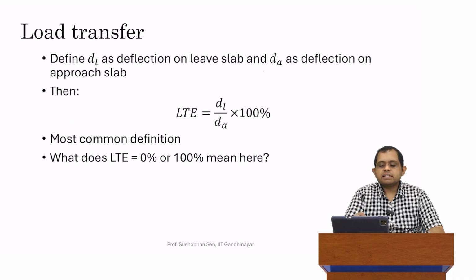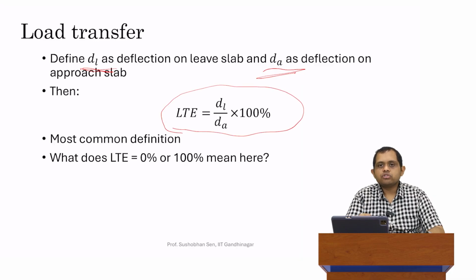So let me define the deflection on the approach slab as dA, which I've highlighted here, and the deflection on the leaf slab as dL. Again, these are values that can be measured. So the geophone will essentially just give you this value. We then formally define load transfer efficiency using this formula.